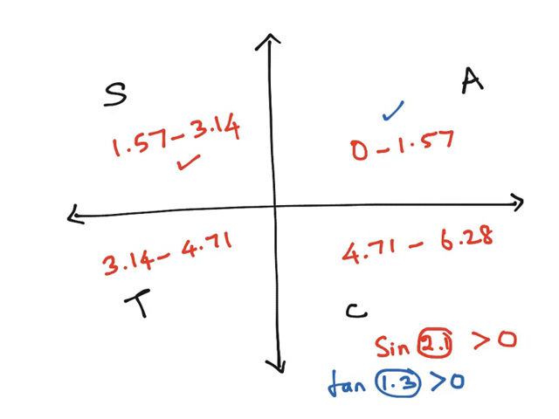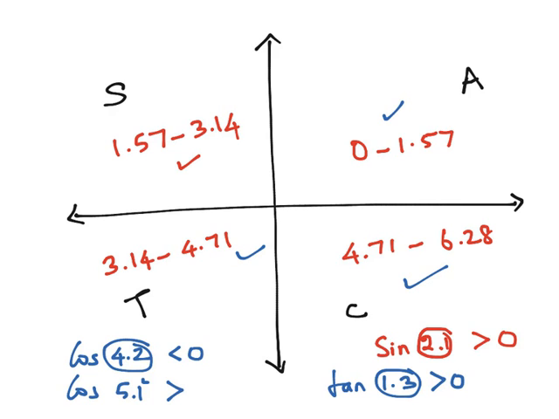Let's say I want to find cos 4.2. As you can see, 4.2 lies in the third quadrant where cos is negative, so cos 4.2 radians will be negative. And finally, let's say I want to find cos 5.1 radian. Now 5.1 lies in the fourth quadrant where cos is positive, so cos of 5.1 will be a positive answer, right?